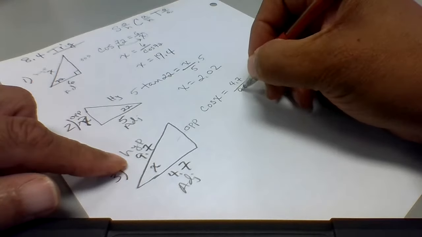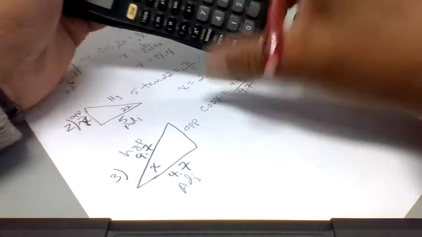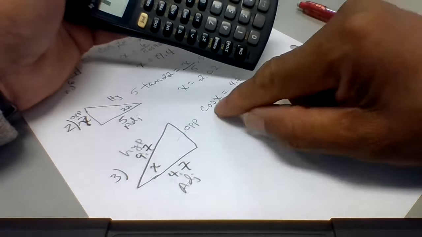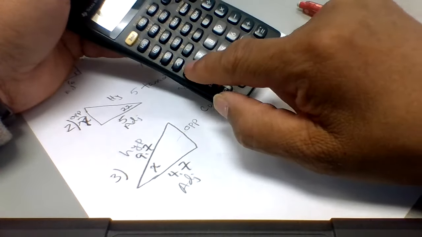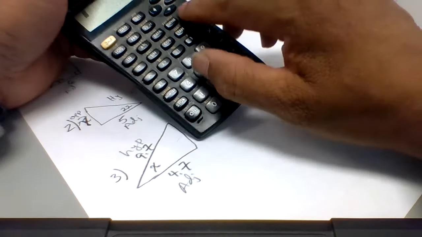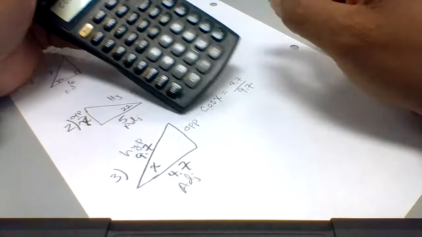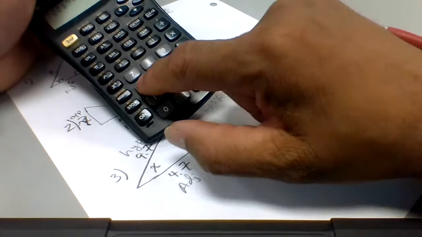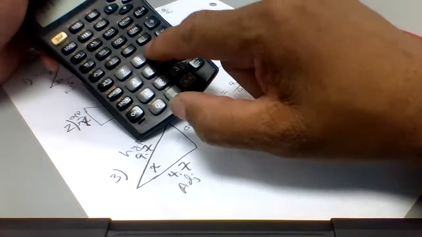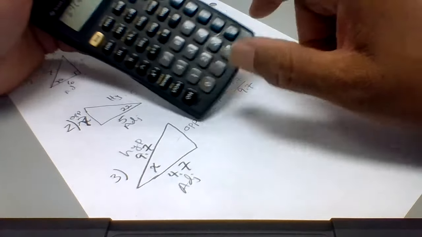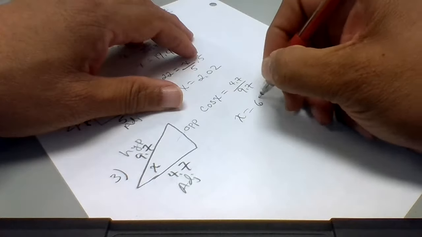the hypotenuse, 9.7. So I go to my calculator and I say, how many degrees? So anytime I'm looking for degrees, I press the second button and then the x squared. Second button and then whatever it's saying, cosine. So I'm going to put in 4.7 divided by 9.7. And so my answer is 61. So x is equal to 61 degrees.